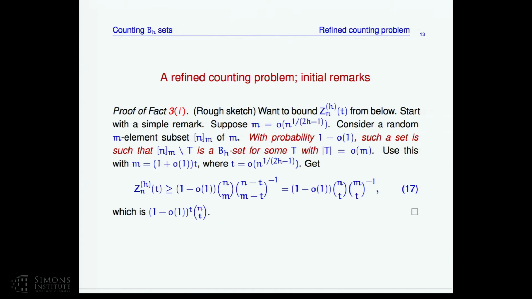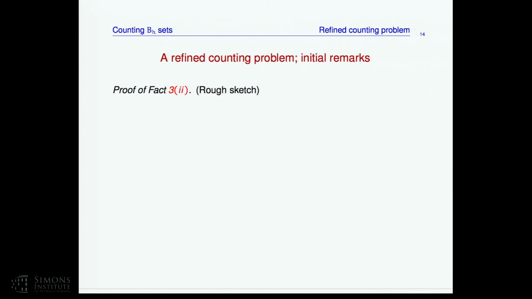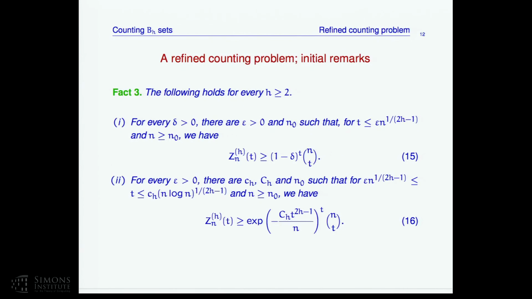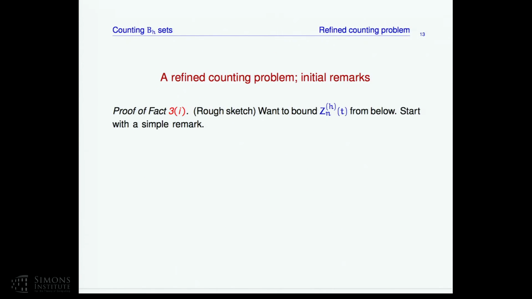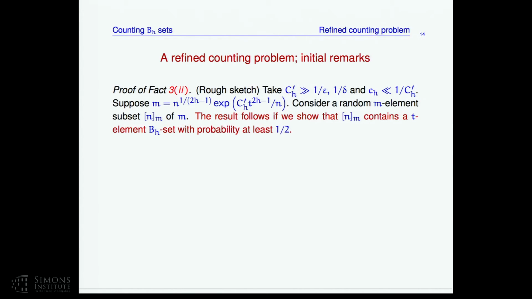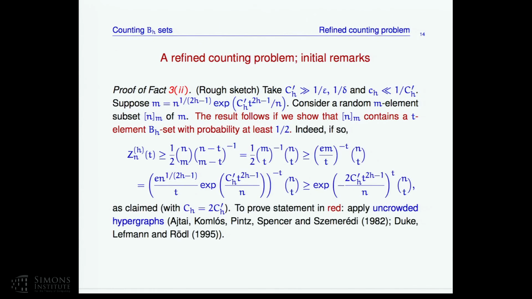Okay, now this fact 3 had a second part, right? So I said you can make t a little bit bigger, and then you get this other bound. And to do that, you do something slightly more complicated to get the BH set given some random m-set. I will skip this. I will just mention that you use uncrowded hypergraphs, independent sets in uncrowded hypergraphs.